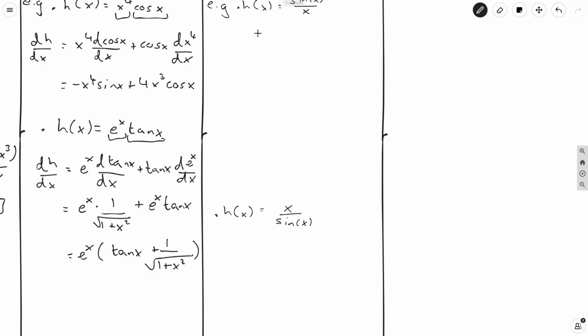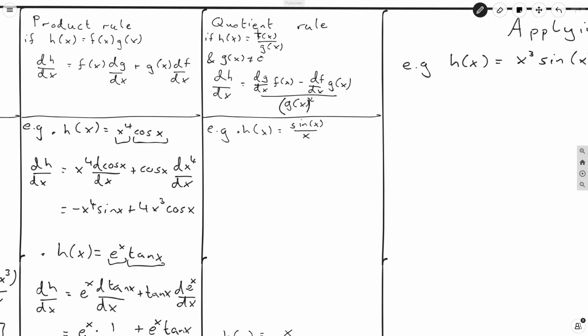Okay, so that's basically the product rule. One of the easier rules to apply. You just need to know it. It's the first times the derivative of the second plus the second times the derivative of the first. Now the quotient rule is a little bit messier to apply.